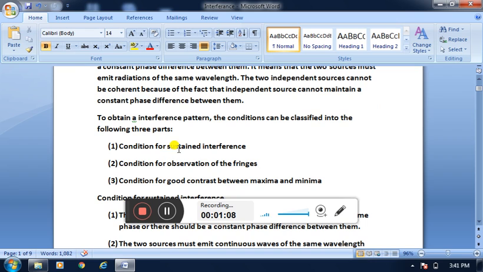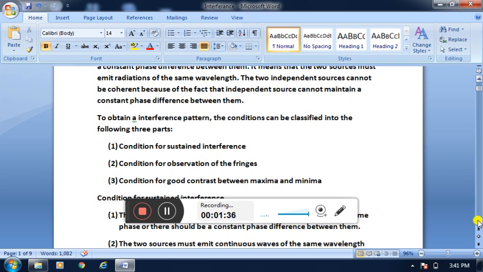First, the condition of sustained interference is essential for obtaining interference. Next, observing the fringes is an important part of the interference pattern. Good contrast between maxima and minima is responsible for the interference pattern. From these three points, we can obtain the interference.